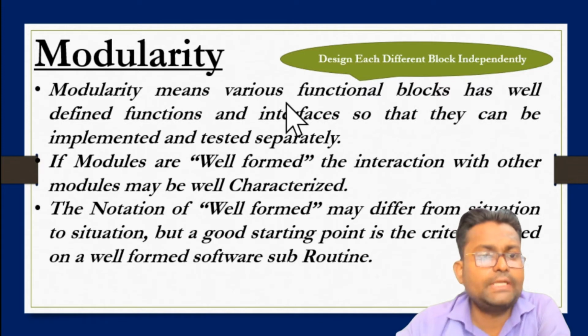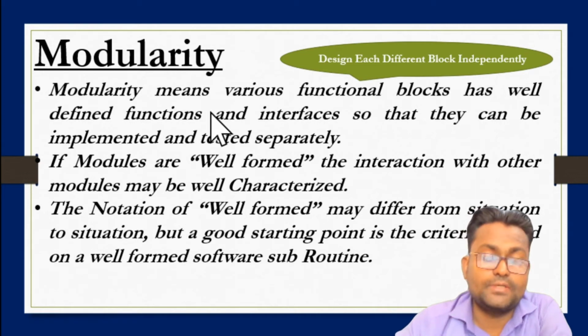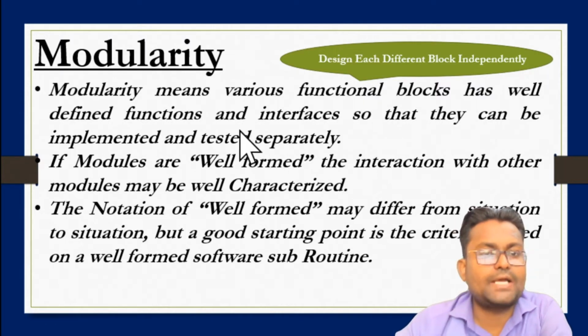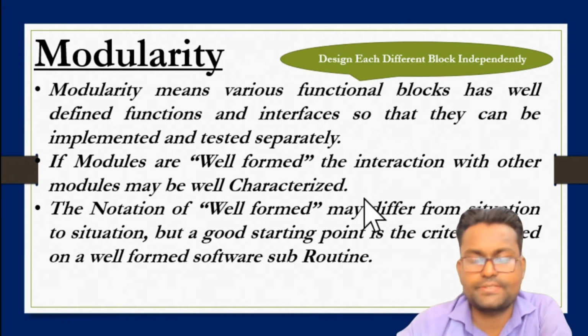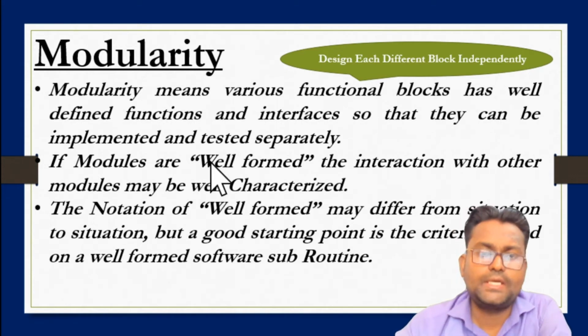According to your textbook, modularity means various functional blocks have well defined functions and interfaces so that they can be implemented and tested separately. When we design a system by combining various blocks, the function of each block and the interfaces between two blocks are implemented separately. The second point is that if modules are well formed, the interaction with other modules may be well characterized. If we design each functional block individually, and the characteristics of each block are well defined, we can easily recognize an error if it occurs in the system, and easily correct it.